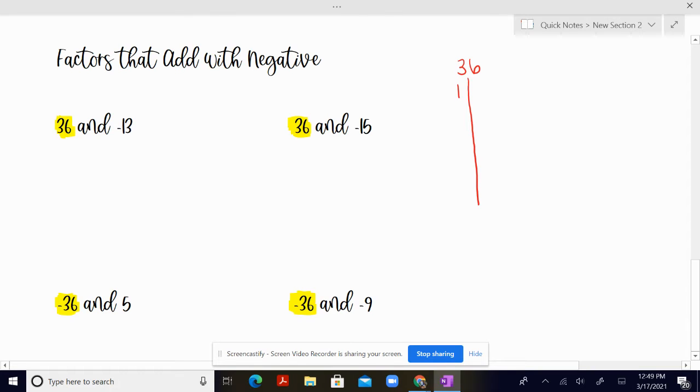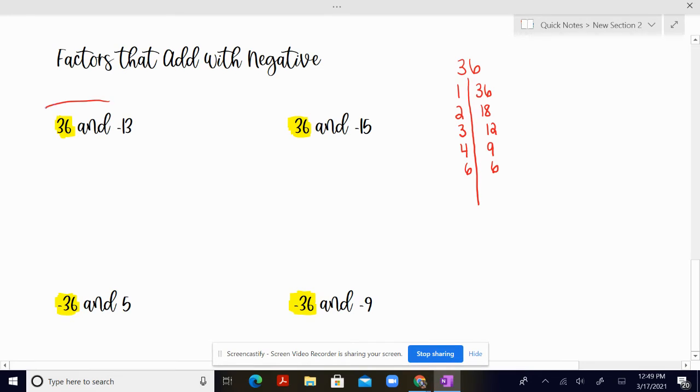Start with 1. 36 divided by 1 is 36. 2, 18. 3, 12. 4, 9. And then 6 and 6. I would not use 5 because 36 divided by 5 gives me a decimal. So there are all our numbers.